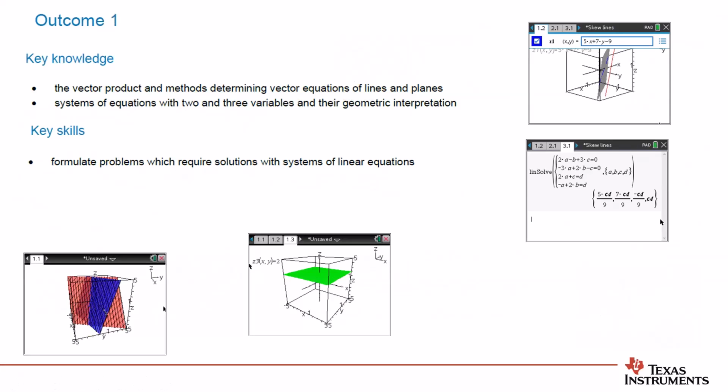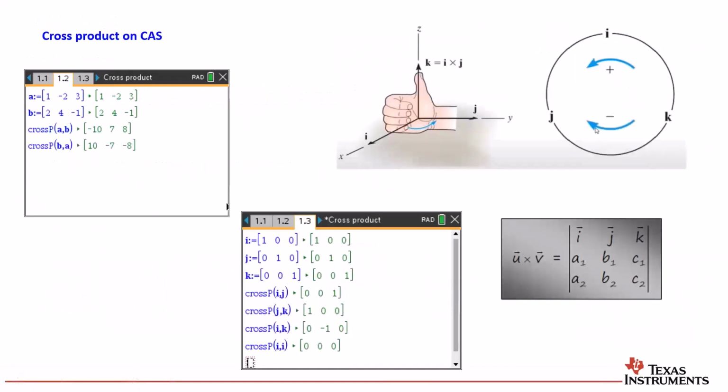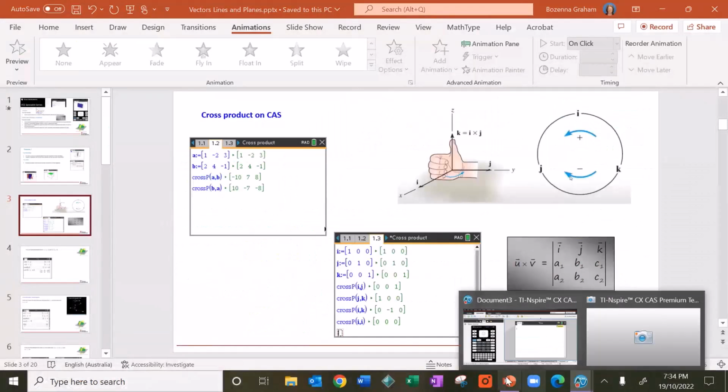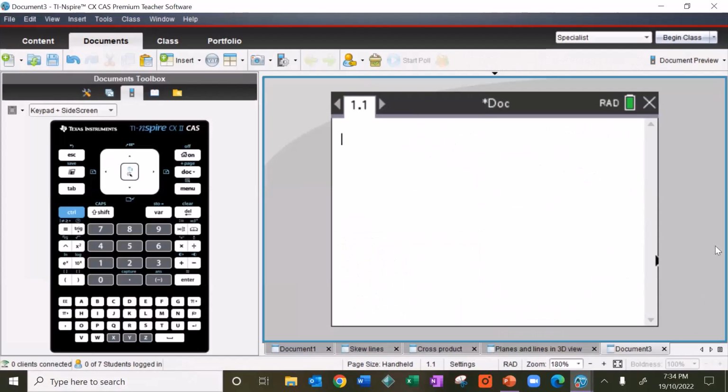TI-nspire is a wonderful tool because we can draw lines and we can draw planes in 3 dimensions. But we'll start with a cross product, and I'll talk about the applications of cross product. So let's go to our TI-nspire. So let's say that we wish to find the cross product of 2 vectors.